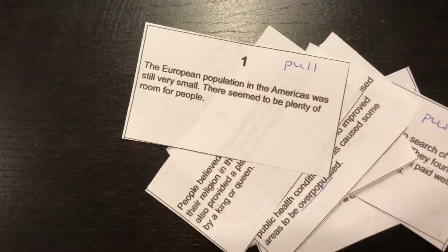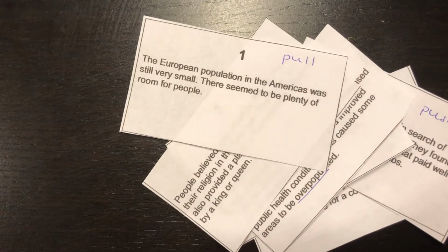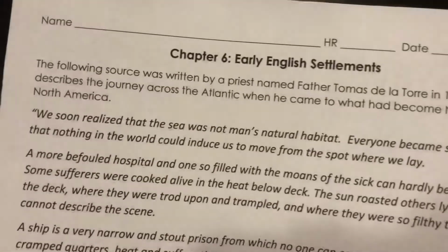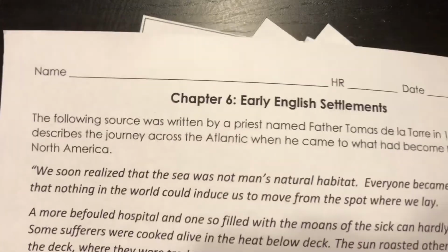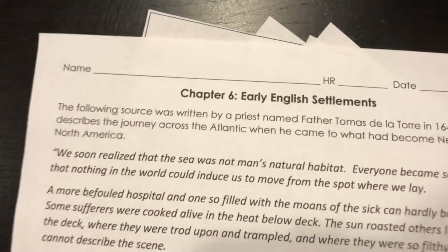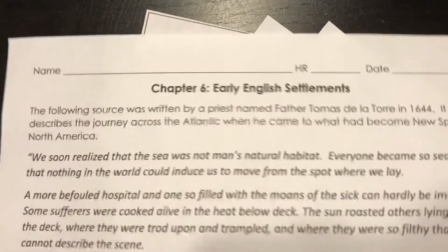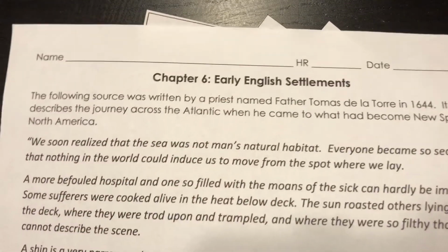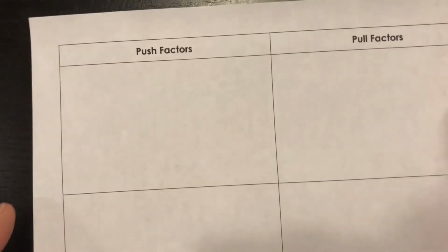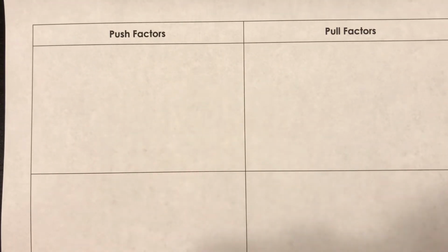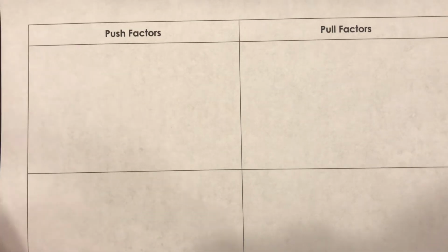Okay, so now you have all your labeled cards, right? So in your chapter 6 packet, I want you to turn the page, and mine's not stapled right now. I just am printing out the single sheets as I go. It's a little easier than writing on the back. On the back side of your chapter 6 early English settlements, in your packet is a sheet that looks like this. So this is part of your packet. It's the back side of the front page. So technically it's page 2 of your packet.